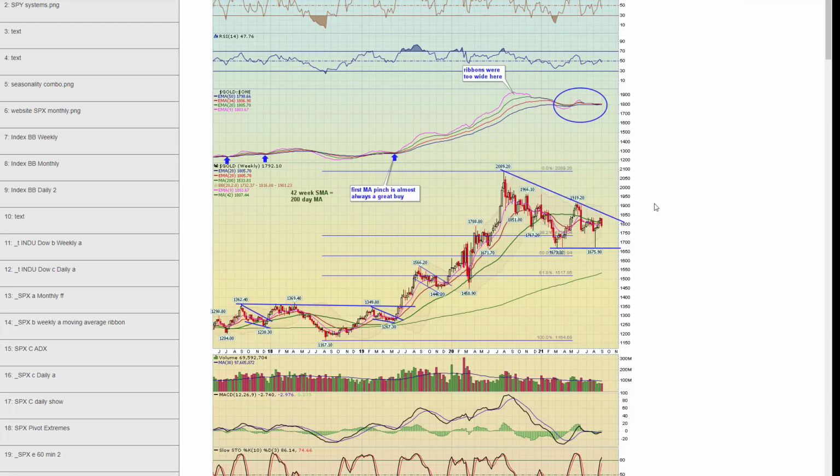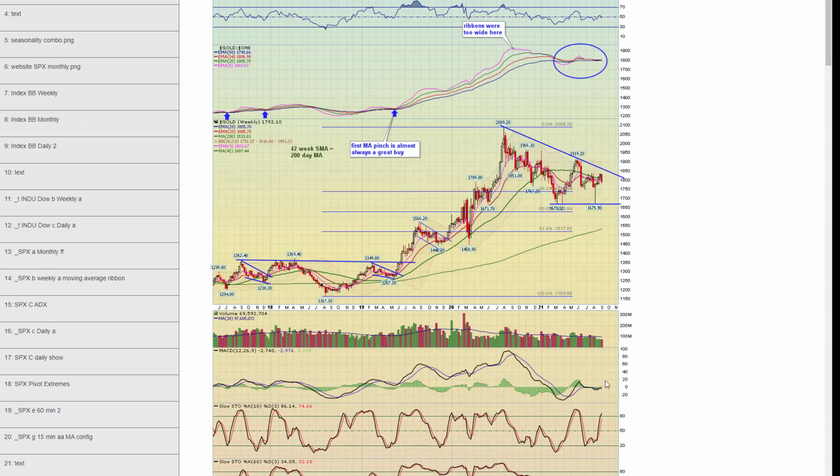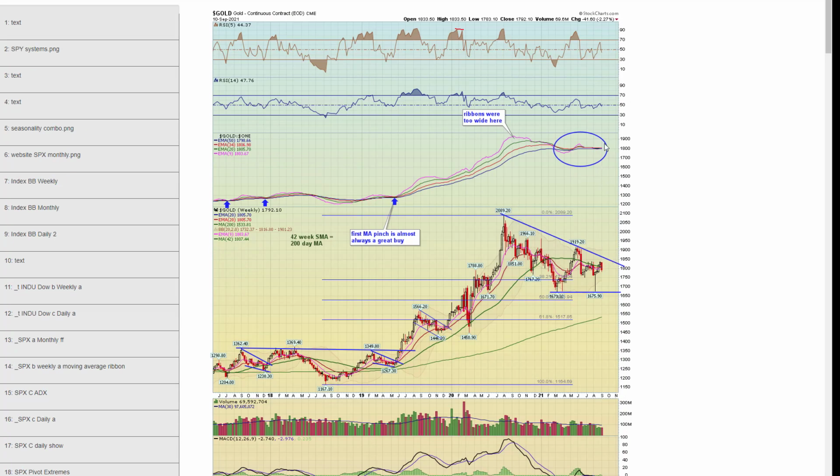So precious metals didn't have a good week. Gold down 2.3%. You can see overall this downtrend it's been in since August of last year. This is your major support. This is your major resistance. Quite honestly, this is really the only chart we need to look at for gold. Moving average ribbon's kind of pinched here. Next.